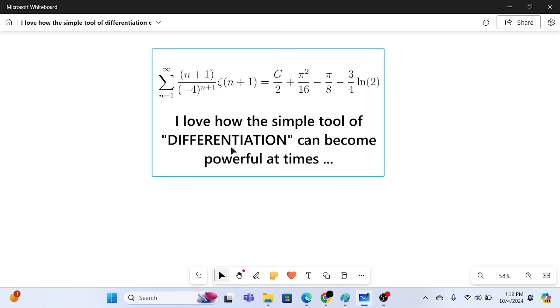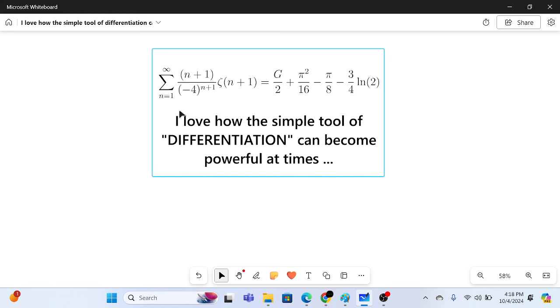Okay, so there is the sum from n equals 1 to infinity of (n plus 1) divided by (negative 4) to the power n plus 1, times zeta of n plus 1. And the answer here seems pretty complicated. I was afraid at first to even try because it was so long, right?